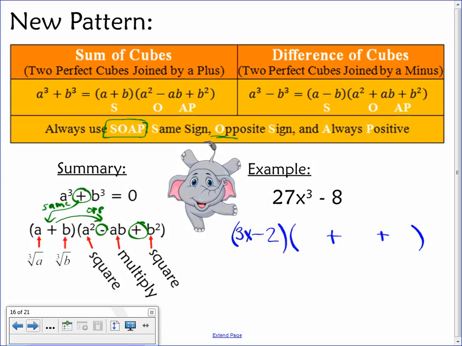Now we have to square, multiply, square. So what's 3x times 3x? 9x squared. Right, I squared it. Multiply the two together. What's 3x times 2? Notice I didn't even look at what the signs were because I already filled my signs in. I don't care. And then square this one, 4.